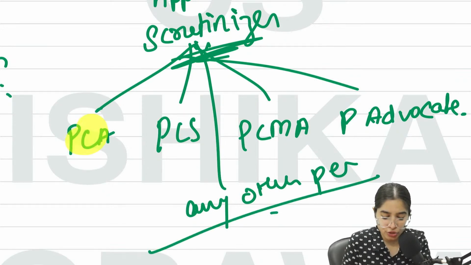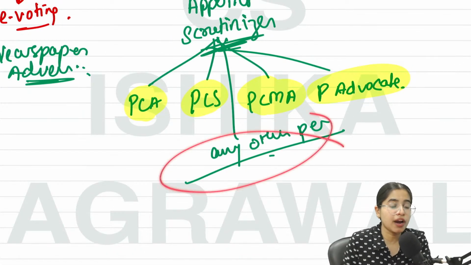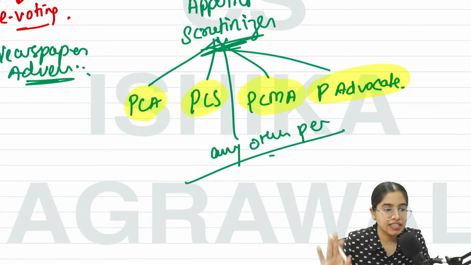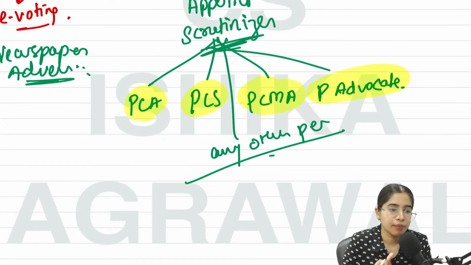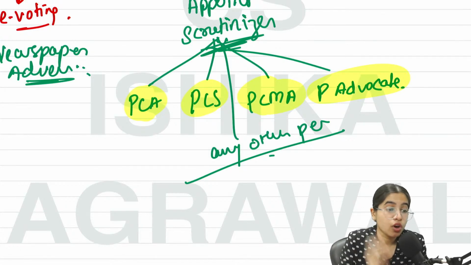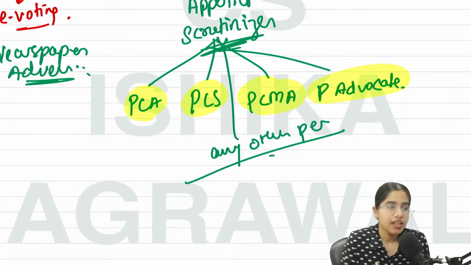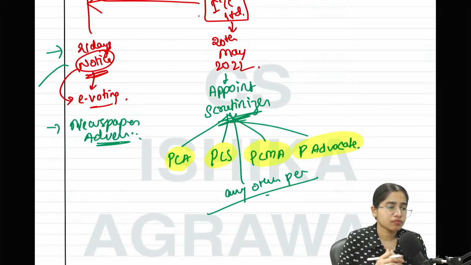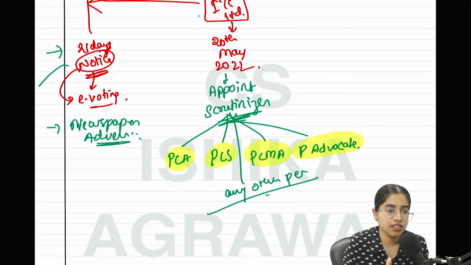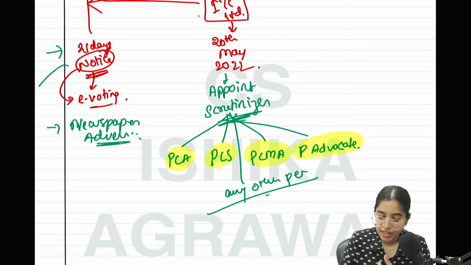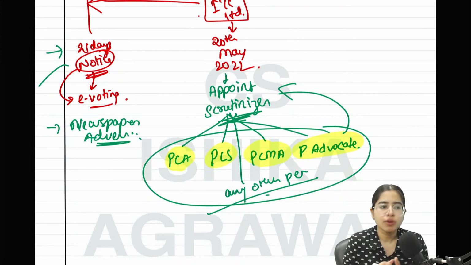Either he should be a practicing CA, CS, CMA or advocate, and if he is any other person apart from this, then he should be a person of intelligence, and he should have knowledge of the software and all. He should be aware of this electronic voting system. The scrutinizer can take the help of even his assistant articles and his employees, but that person should not be interested in the company or associated with the company. So this is one point given.